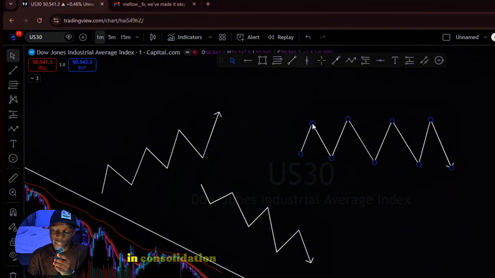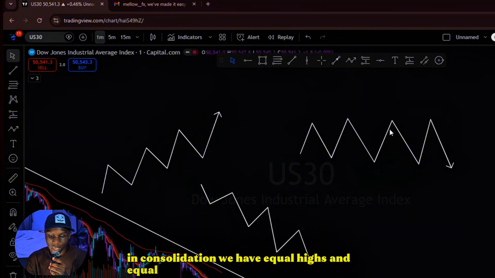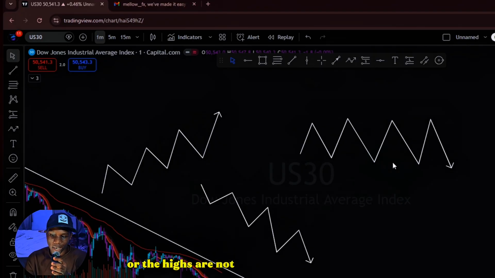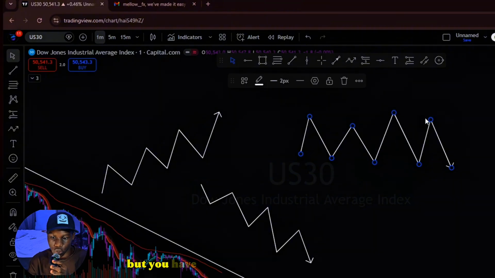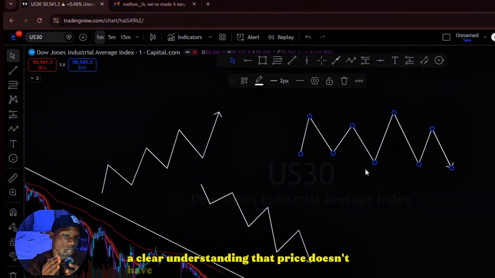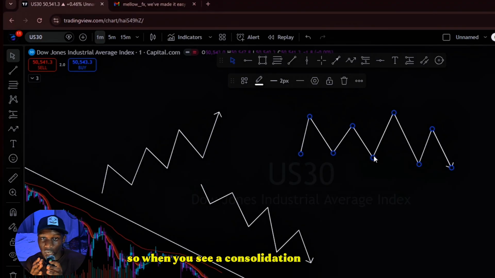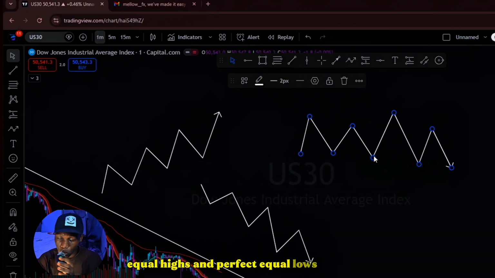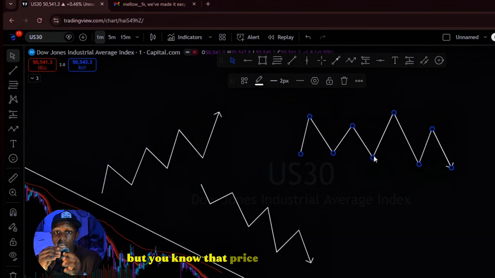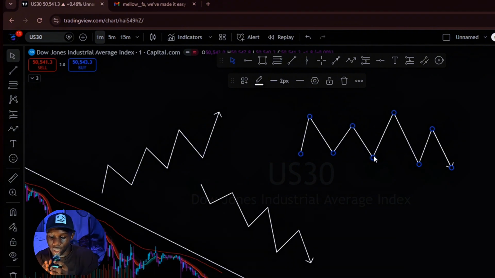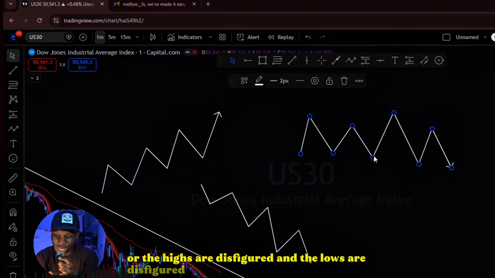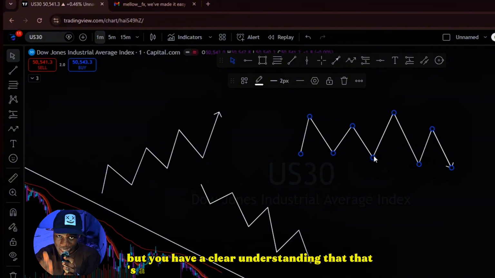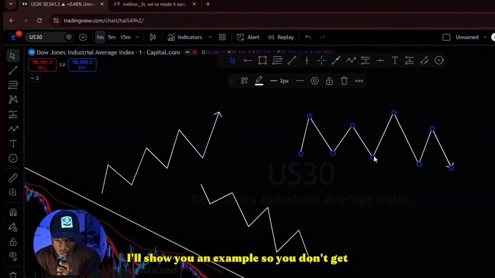Now back to what I was saying. In consolidation we have equal highs and equal lows, or the highs are not that equal, they are kind of disfigured, and the lows are the same way, but you have a clear understanding that price doesn't have a clear direction. So when you see a consolidation, it must not be perfect equal highs and perfect equal lows. The highs and lows might differ, but you know that price is going sideways without a clear direction. So when it comes to consolidation, the highs sometimes are equal, the lows are equal, or the highs are disfigured and the lows are disfigured, but you have a clear understanding that that's a consolidation area. I'll show you an example so you don't get confused.